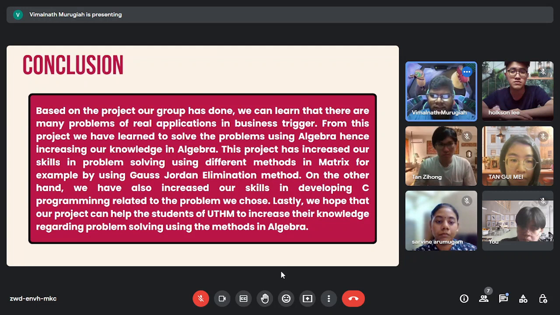On the other hand, we have also increased our skills in developing C programs related to the problem we chose. Lastly, we hope that our project can help the students of UTHM to increase their knowledge regarding problem solving using the methods in algebra.